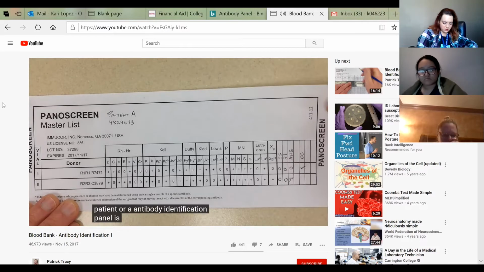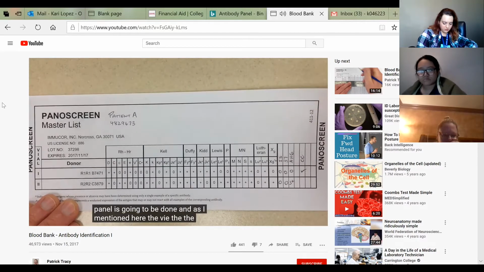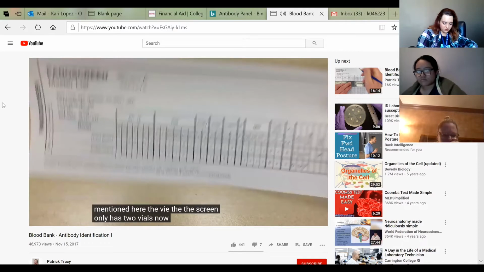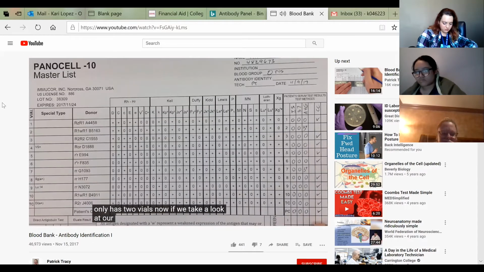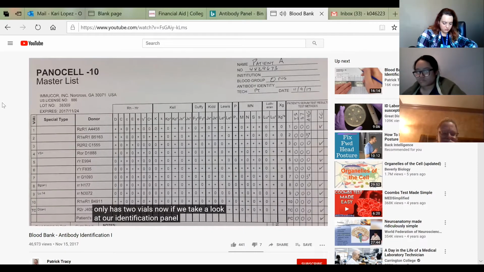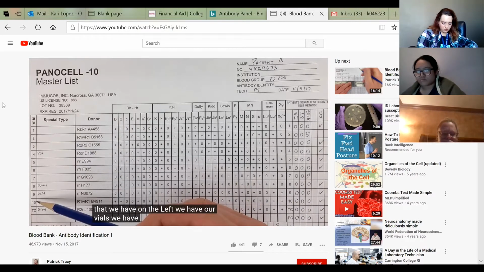As I mentioned here, the screen only has 2 vials. Now, if we take a look at our identification panel, we can see that on the left we have our vials, 1 through 10, and then we have technical cells, which we're just going to basically treat as the 11th vial.